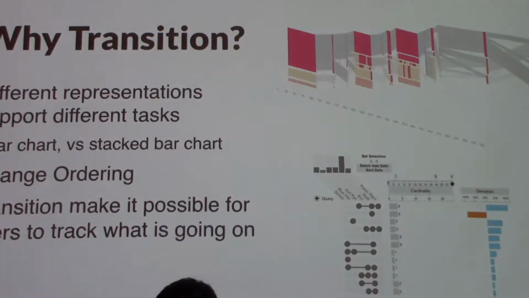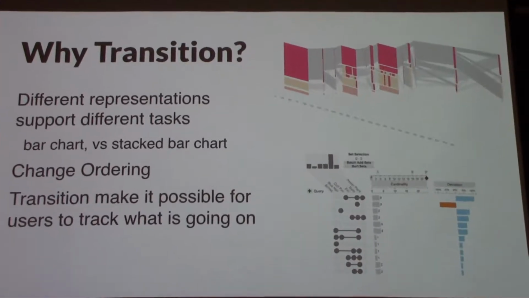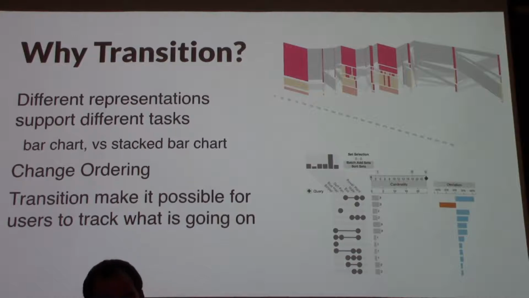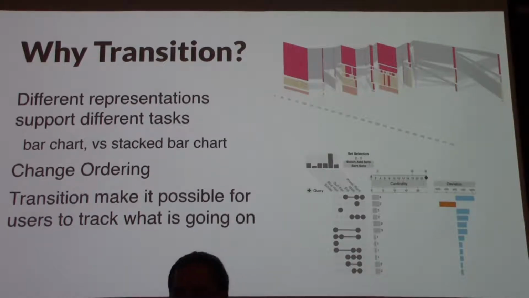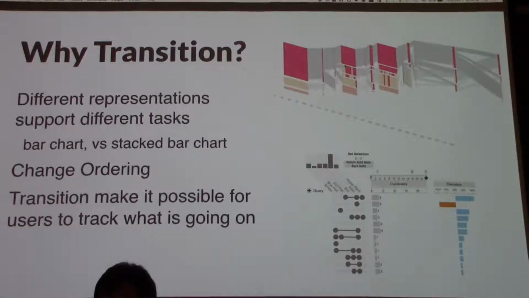Okay, and as you have seen, we have these animated transitions in here. Obviously, for transitions in general, we have different representations that support different tasks. We have seen this example, bar chart versus stack charts. We have seen the change in ordering. And animated transitions make it possible for users to track what is going on. And there are two more examples that I wanted to show you.